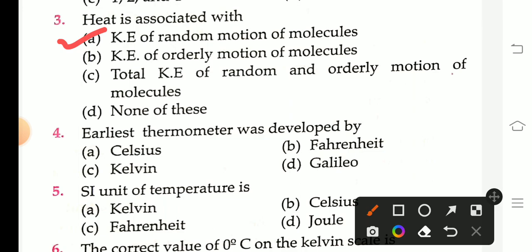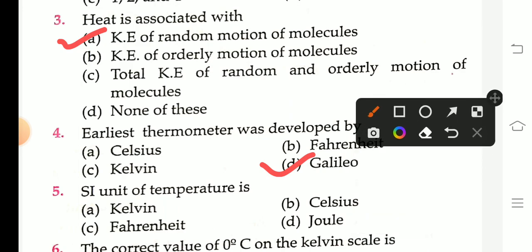Earliest thermometer was developed by. Right answer will be option D, Galileo. Next, SI unit of temperature is. Right answer will be option A, Kelvin.